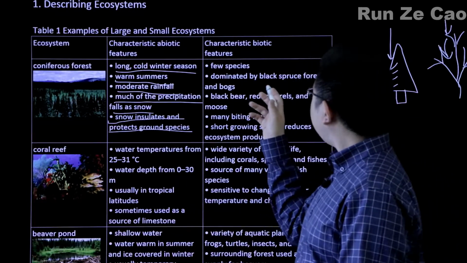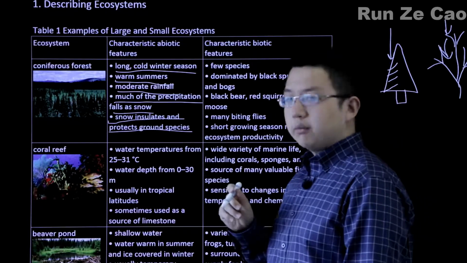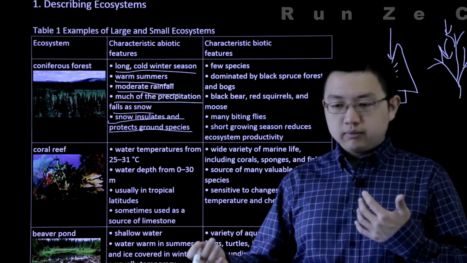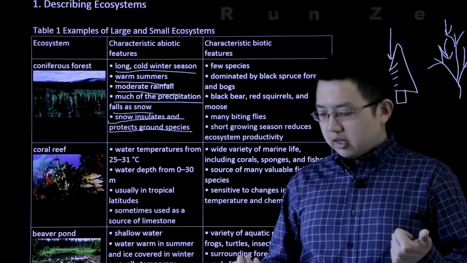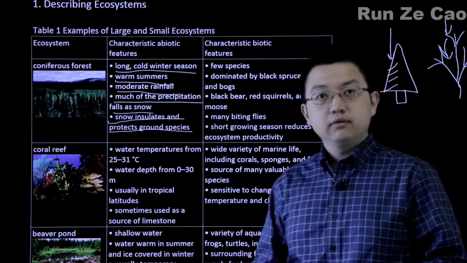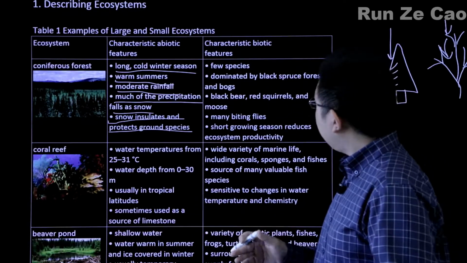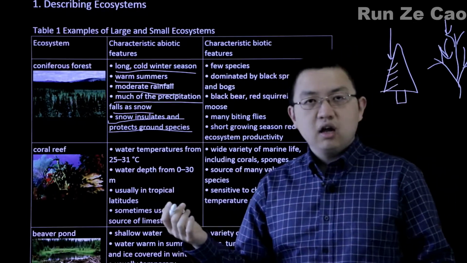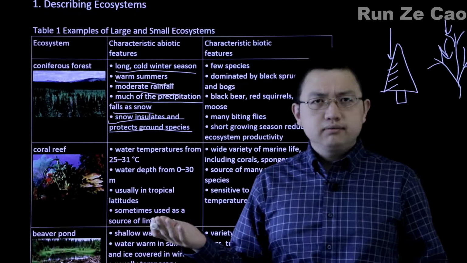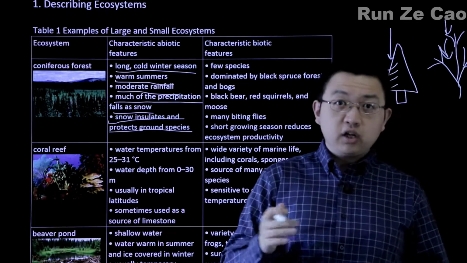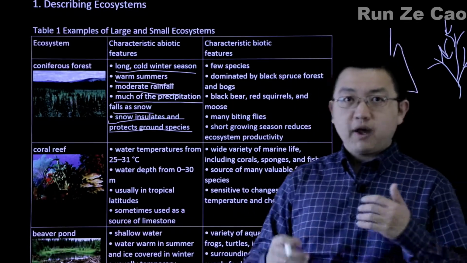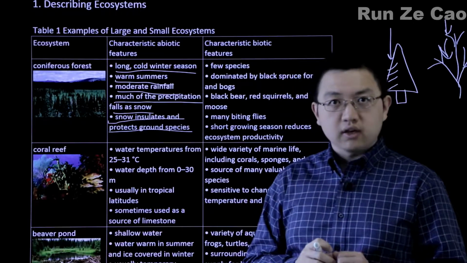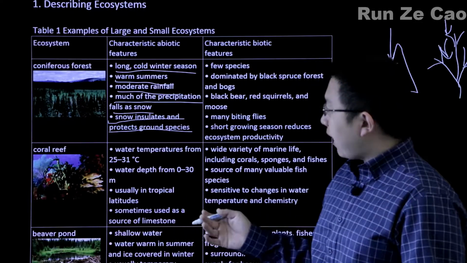Now they're dominated by black spruce forest and bogs. This is for the most part true. Some coniferous forests, however, vary. So you might find ash, aspen, pine, cedar, and so on. All sorts of plants. Black bear, red squirrels, and moose. So essentially, in biotic features, what we actually list are the organisms that are there. And in particular, we list mostly apex predators and organisms that provide shelter for other organisms, or alternatively, take up a lot of the biomass.